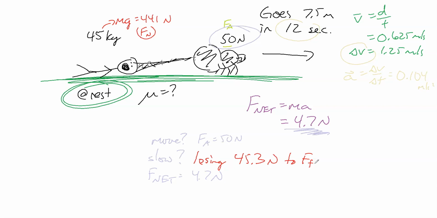So pulling with 50, losing 45.3 to friction, and that leaves me with a net force of 4.7. So now that I have my force of friction, let's see if I can find my coefficient of friction, because coefficient of friction is Ff over Fn. Yep, I figured out Ff. My Fn is just the mg for the guy. So I've got everything that I need. I'll take that 45.3, divide that by the 441, and I get a coefficient of about 0.10 between the guy and the ground.